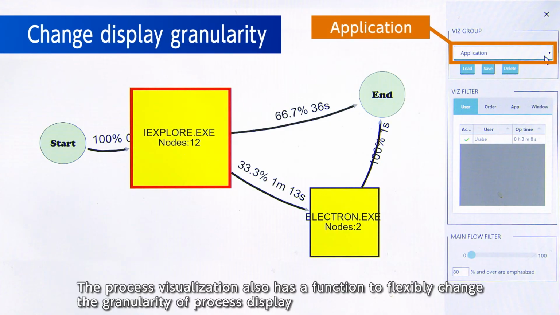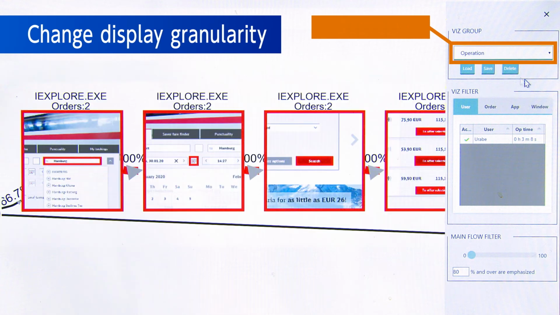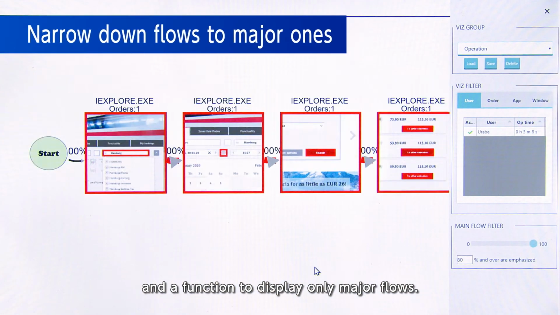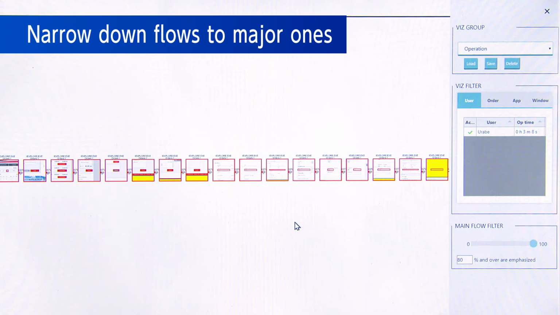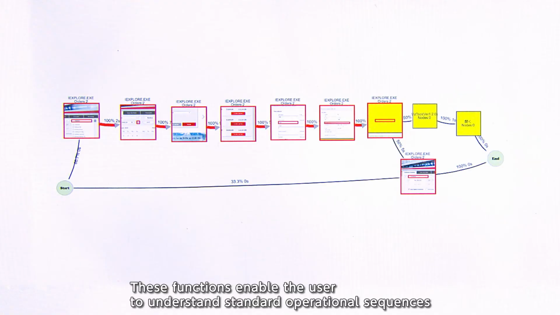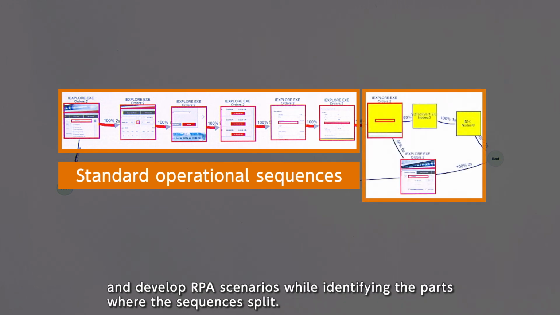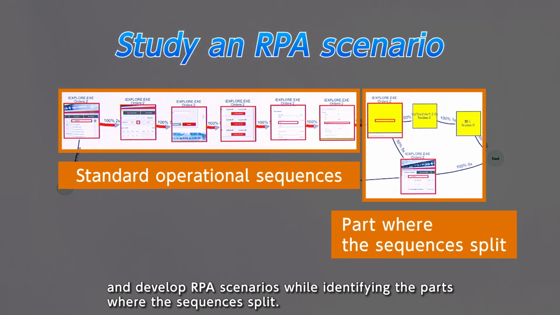The process visualization also has a function to flexibly change the granularity of process display, and a function to display only major flows. These functions enable the user to understand standard operational sequences and develop RPA scenarios while identifying the parts where the sequences split.